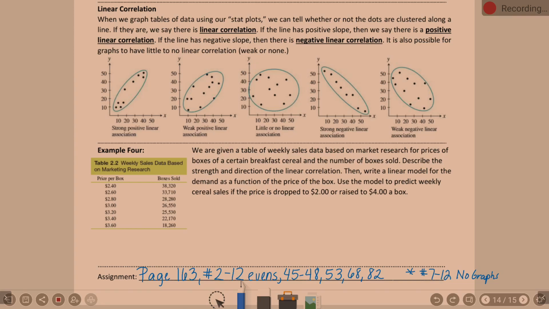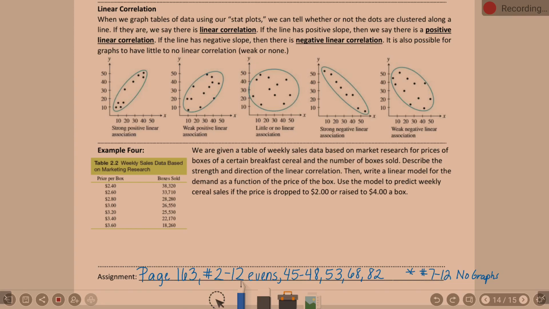Now, okay, with this example, we have a table of values. It says we're given a table of weekly sales data based on market research for prices of boxes of a certain breakfast cereal and the number of boxes sold. Describe the strength and direction of the linear correlation. So that's going to be like positive, negative, or no correlation. Then write a linear model for the demand as a function of the price of the box. So we'll be writing the equation.